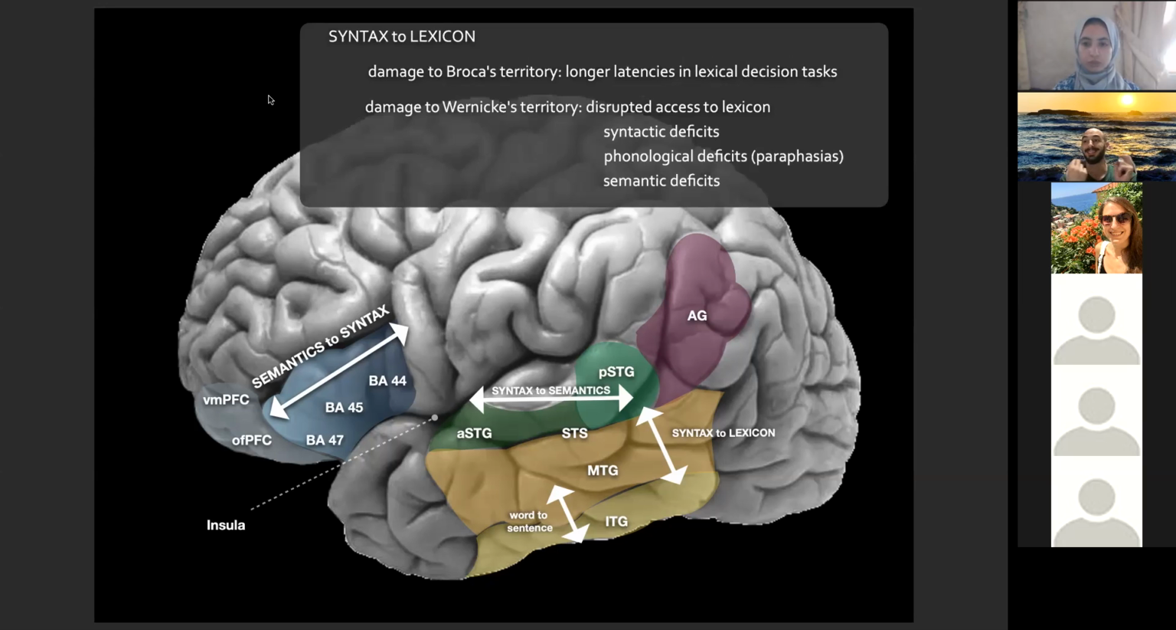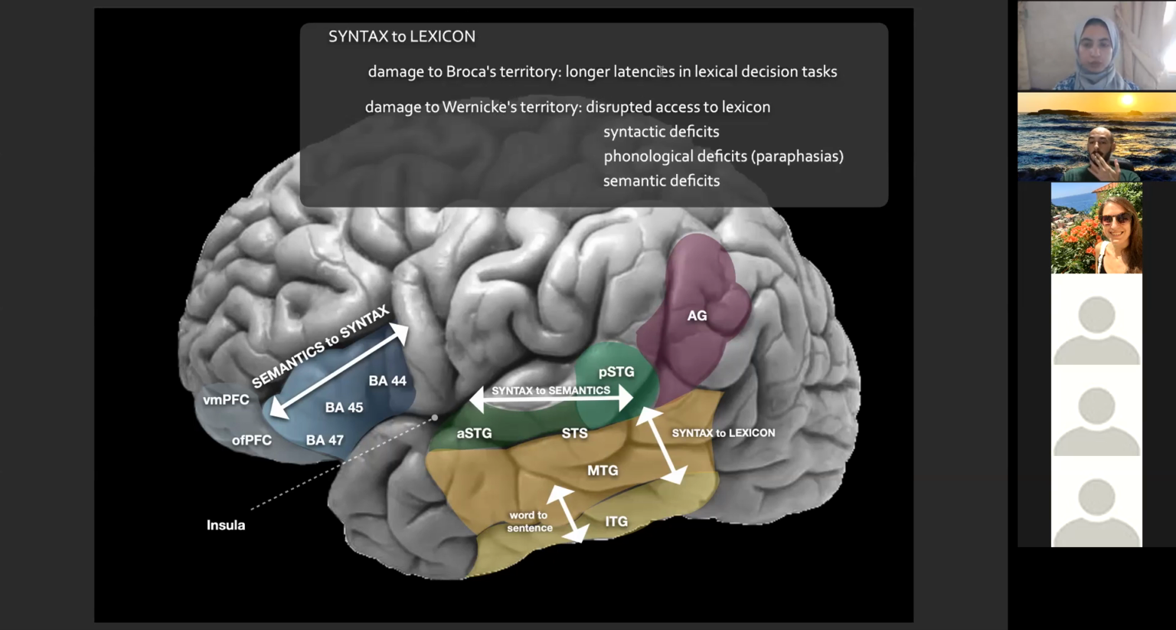Well, again, if you look carefully at the lesional data, they tell you that what you often get is damage to certain areas that are not supposed to do certain jobs, like Broca's area, and you get effects on functions that are processed in different areas. Like, a typical example: if you get damage to Broca's territory, you will obtain longer latencies in lexical decision tasks.